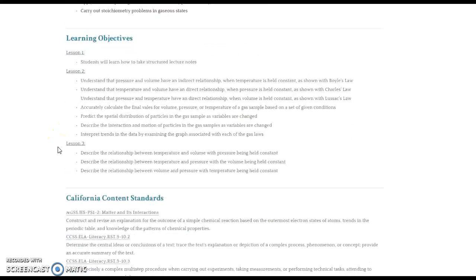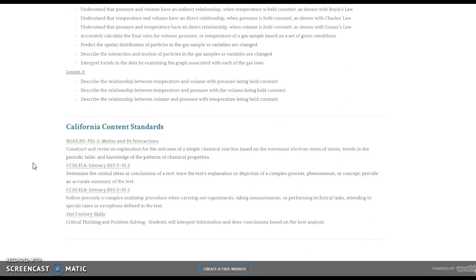And again, breaking down the learning objectives in each lesson of what students will be learning and what they will get out of the lesson. And lastly, just covering the bases on the California content standards. The first one being the NGSS standards. That stands for Next Generation Science Standards. That's something new that's coming into effect this year.